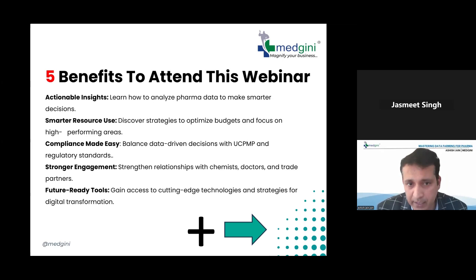The topic itself talks about data farming, and here compliance plays a very important role because of the DPDP regulations, data privacy and data protection policies which are coming into the picture. We will also talk about how to be cautious about using the same under the UCPMP guidelines. We will also talk about how we can use this data for strengthening our relationship with the key stakeholders in pharma, which are doctors, chemists, and patients.